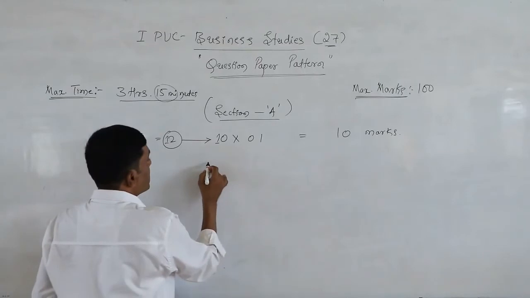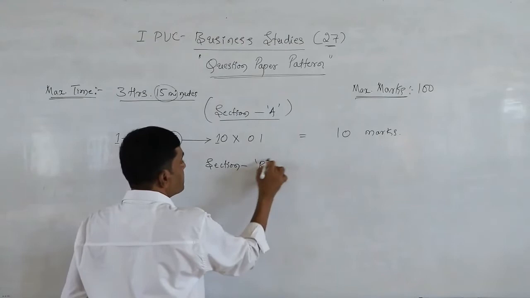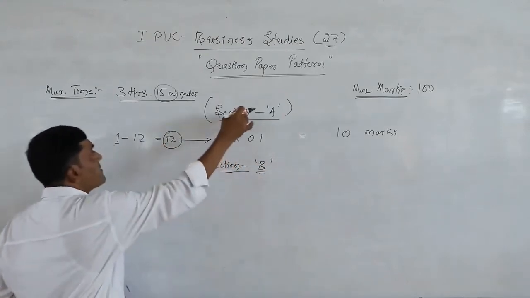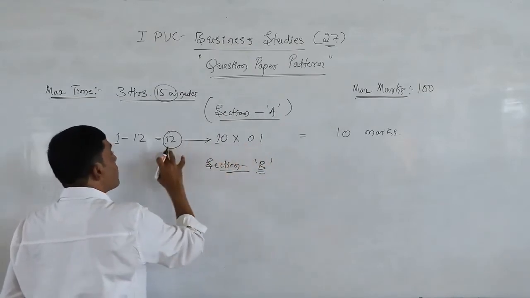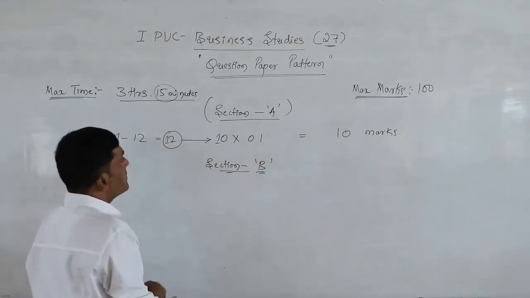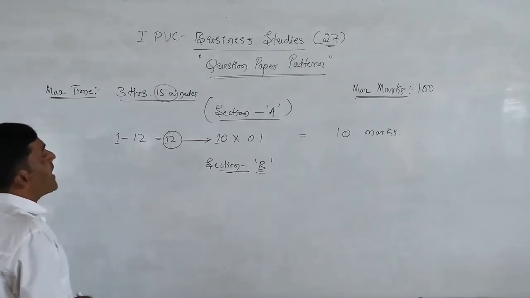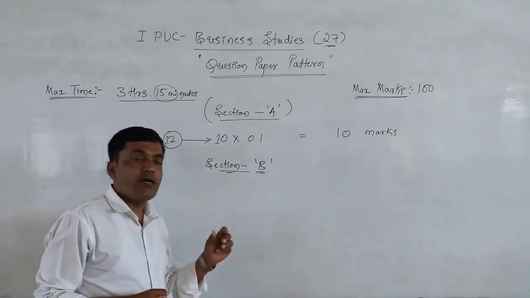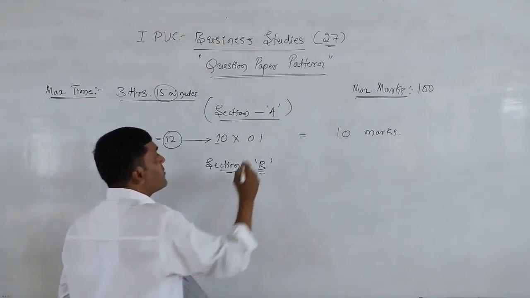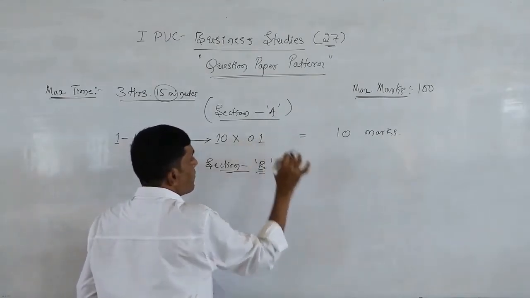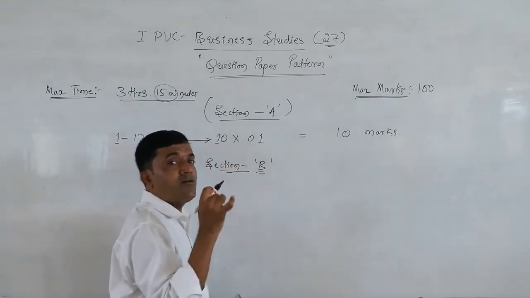Okay, keep in mind. Next is section B. I repeat once again, under section A, there are 1 mark questions. You need to answer any 10 out of 12 questions. For 1 mark, you need to answer in a single word or single sentence. No need to explain more because its weightage is only 1 mark. That is the reason we answer in a word or a single sentence.